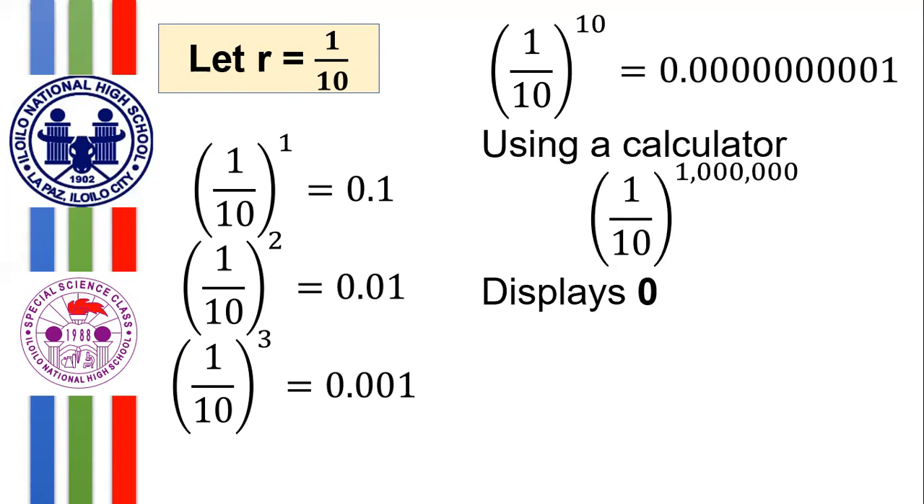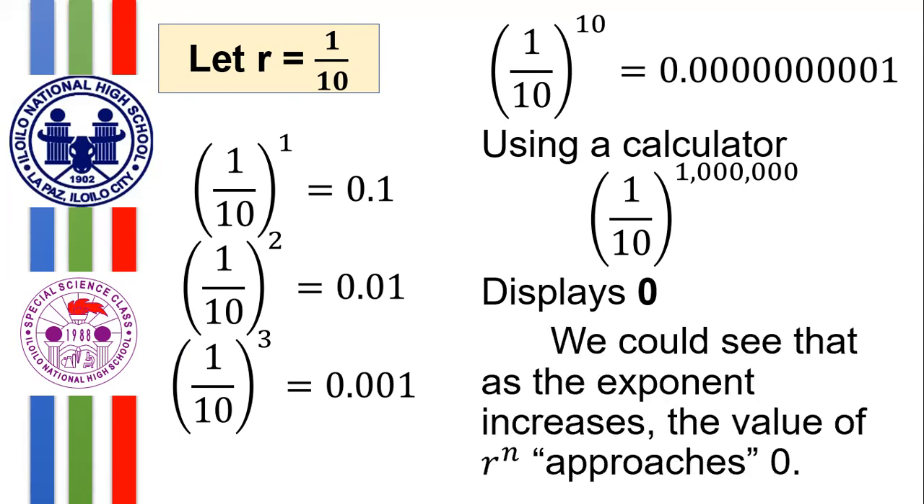And the thing is, is the value of this expression really 0? No. Probably in this case, the value is not really 0. It's just that the number is so small in value that it is very near or approaching 0.